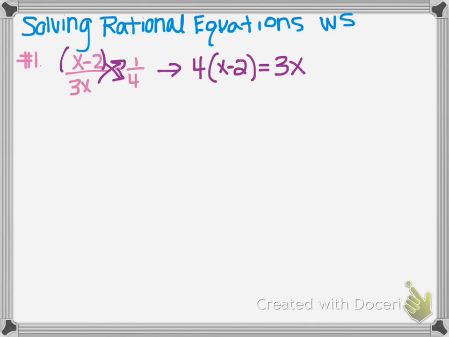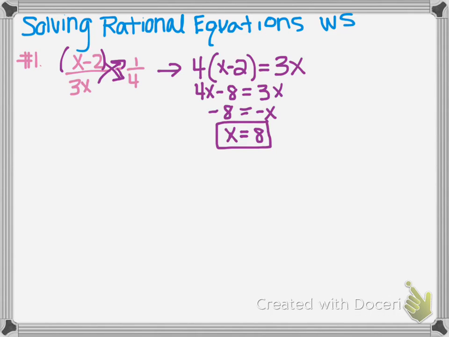which is just 3x. Now in this situation, it's a linear equation that you just go ahead and solve. Distribute the 4, subtract the 4x, divide by -1. So x equals 8.